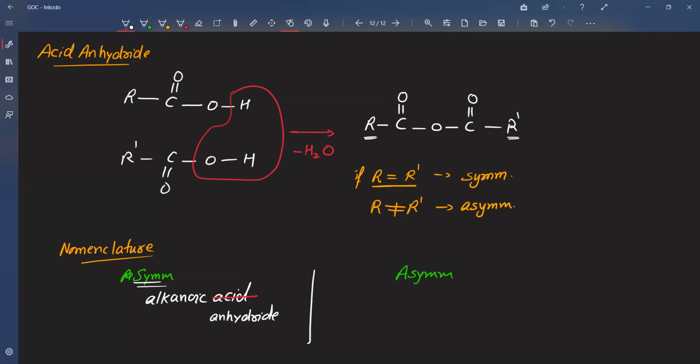So if it is butane on both sides, it is butanoic anhydride. Butanoic anhydride. But if it is asymmetric, then as I said, you cannot give them any priority based on their chain length. So we just write it alphabetically.